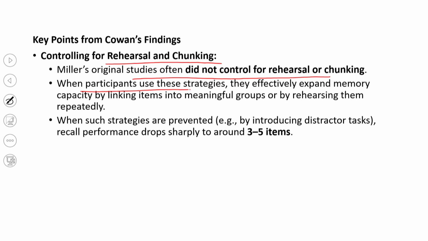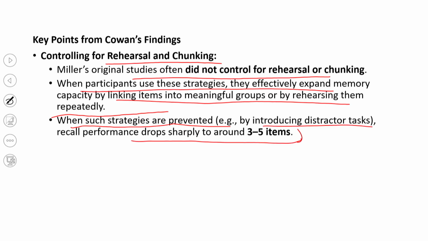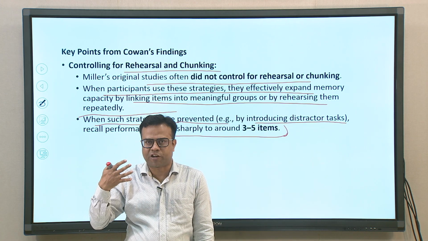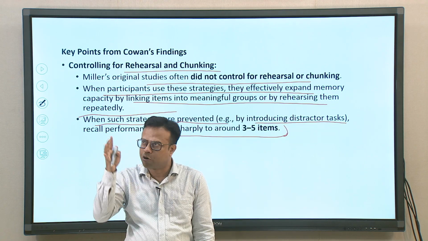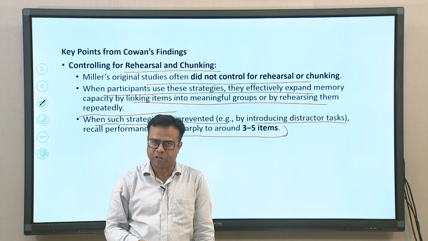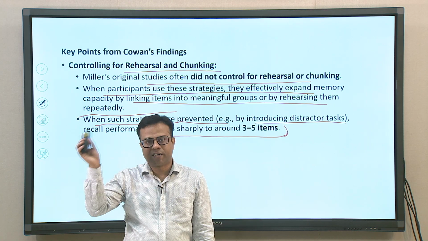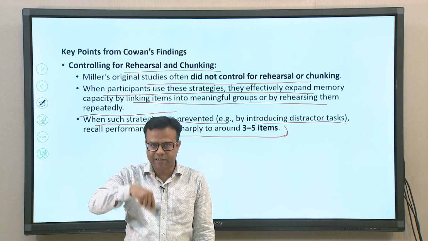When participants use these strategies, they effectively expand memory capacity by linking items into meaningful groups or by rehearsing them repeatedly. When such strategies were prevented, for example, by introducing a distraction task, recall performance dropped sharply to around 3 to 5 items. So, if participants were given some distraction task after presentation, so that they were not able to rehearse or chunk, then their capacity went down to 3 to 5 items, whereas Miller says it will be 5 to 9 items. So, it decreased a little.